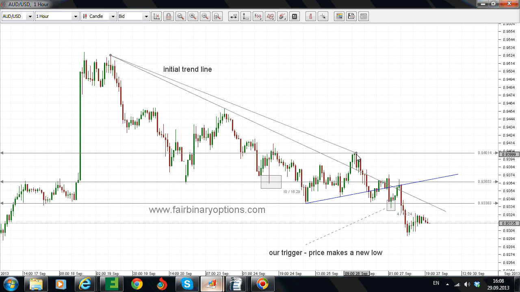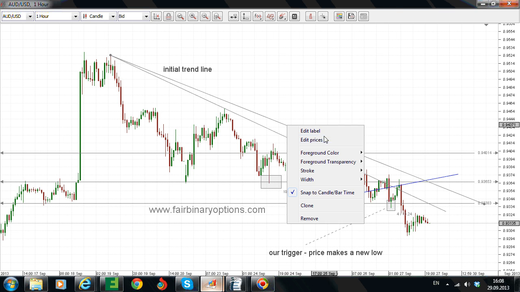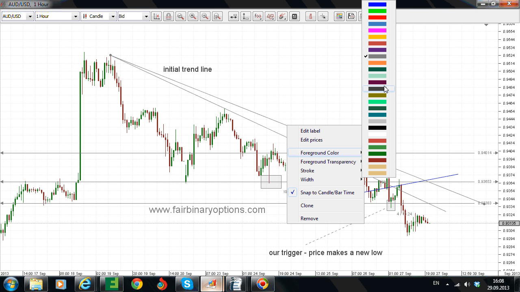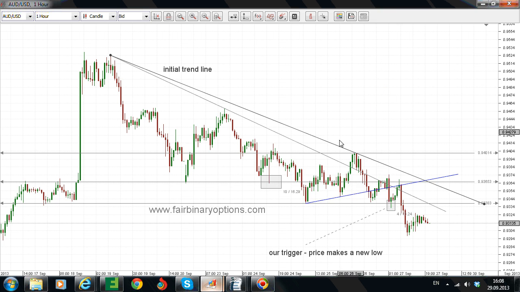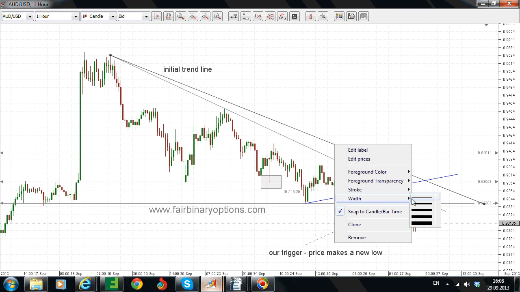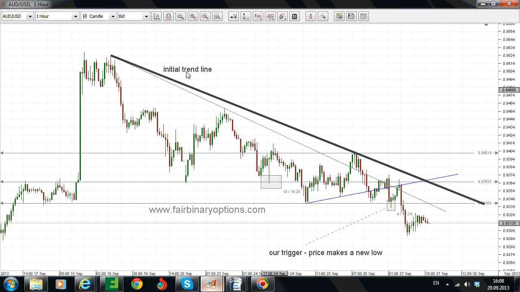So these are the 2 points that we should connect. So our true trend line now is this one in terms of the euro, in terms of Australian dollar and the US dollar. So let's mark this one as being black. Let's make it a bit different so that we know. So the initial trend line was this one.